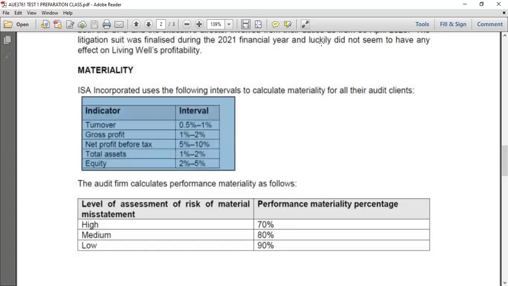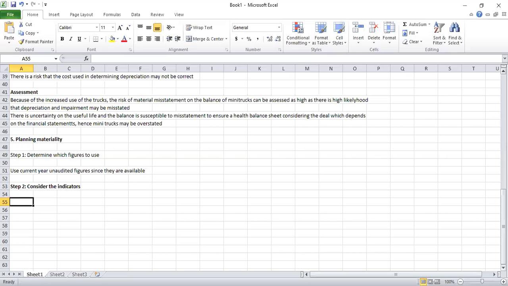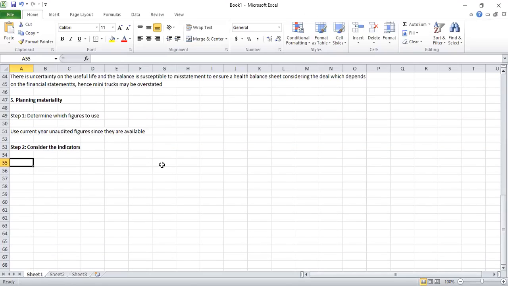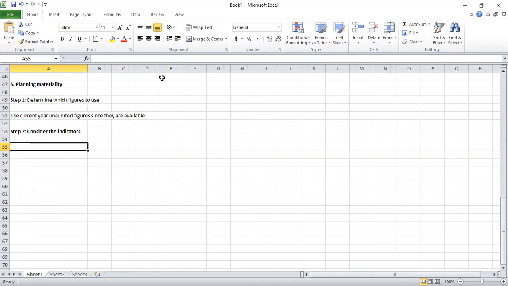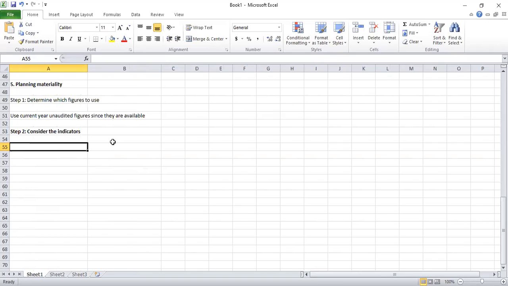So there was no need to do all this in your exam because it was only 3 marks in this particular test, right? But because we're not in the test, I'm just going through everything so that in case the question is different, it needs everything. So we have your indicator, then interval.